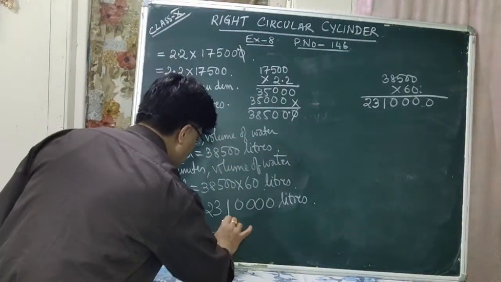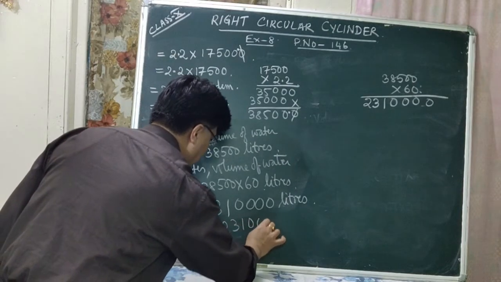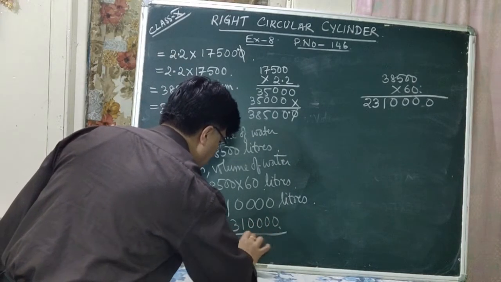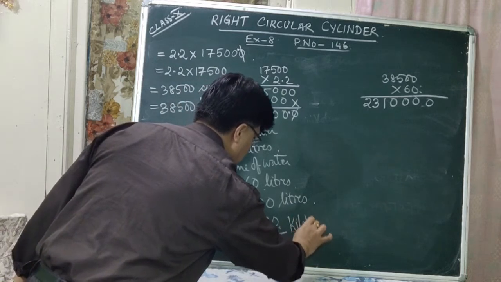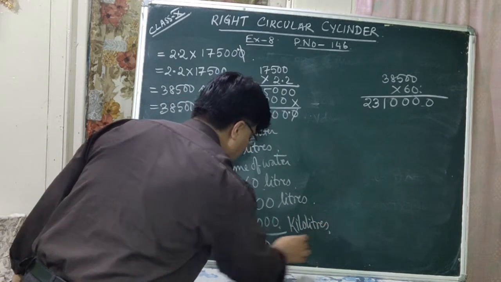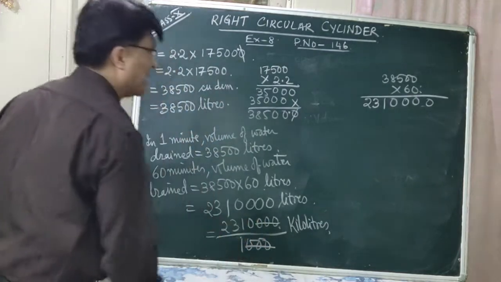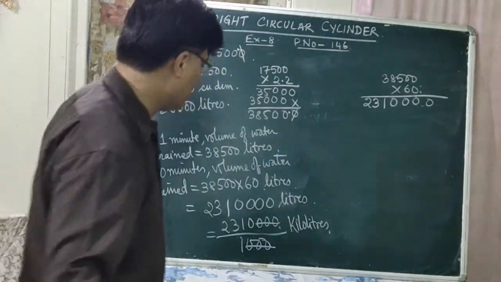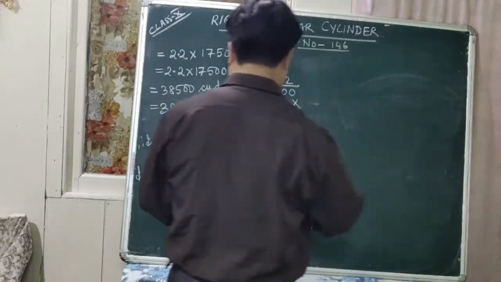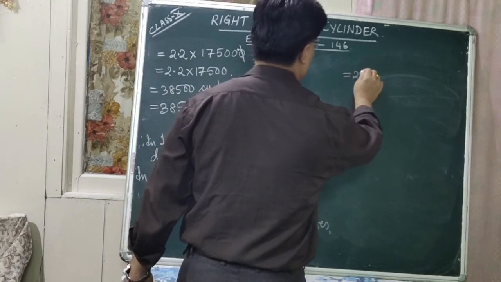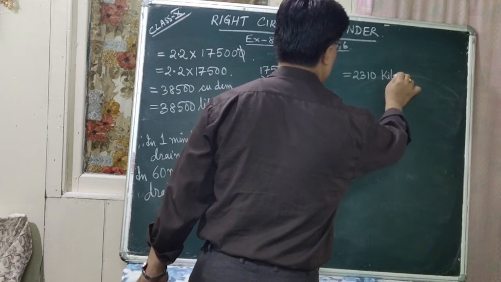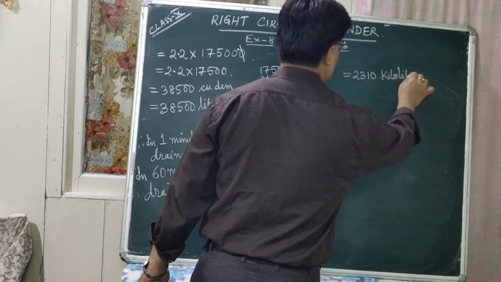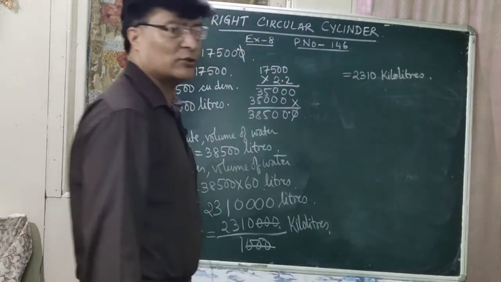That is 23140 divided by 1000. This is your kiloliters. These 3 zeros will be cancelled. So what is the answer now? Which is equal to 2310 kiloliters. So I think you have understood it.